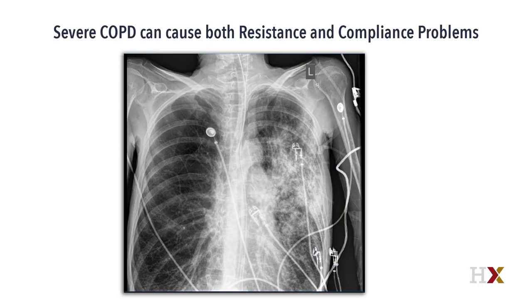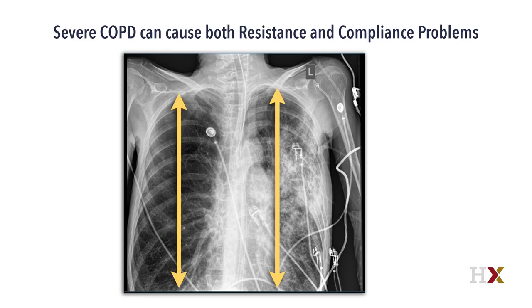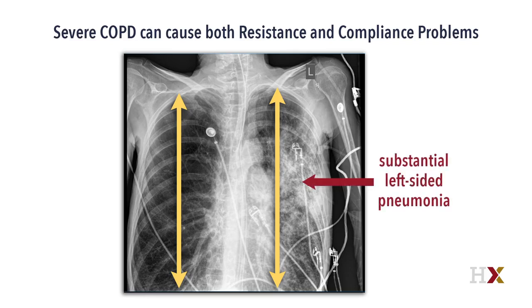Here's an example of a patient who presents with a combined resistance problem and compliance problem. This is a patient with very severe COPD. COPD so severe that you can't even see her diaphragms. The lungs are so elongated and the diaphragms are flattened such that they are not visible on this screen. You can also see that she has a very substantial left-sided pneumonia, which is causing a problem with her compliance.